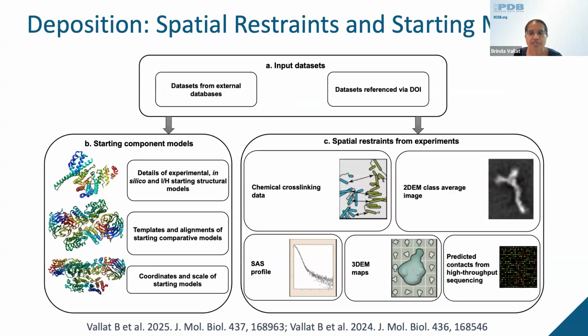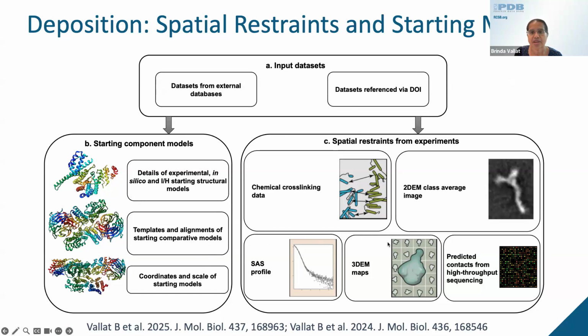Another important deposition requirement is submission of starting structure models and spatial restraints from different experiments used as input in the integrative modeling investigation. These are essential for model validation. Experimental and computational models of components in an assembly that are used as starting models can be included in the deposition, and these definitions are supported in the IHM-CIF dictionary.